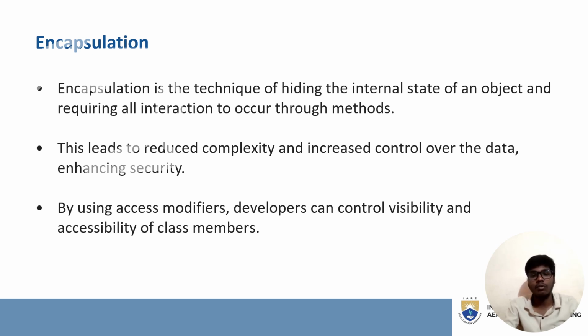By using access modifiers, developers can control visibility and accessibility of class members, which means by using the access modifiers like public, private, and protected, we can control the visibility and accessibility of members.